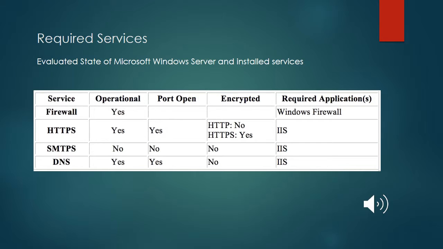The SMTP service was not installed on the Windows server at all, so there were no ports and no encryption. The DNS service was installed. The ports were correctly open. However, DNSSEC was not installed, so this was not encrypted.